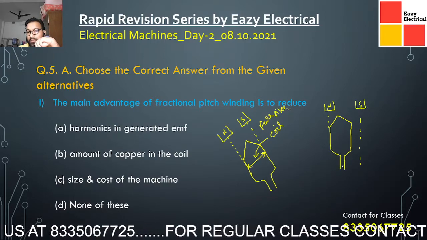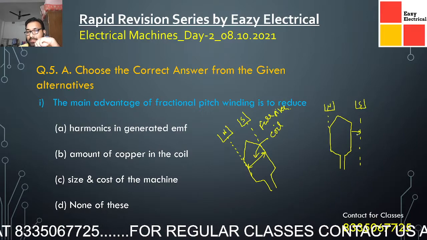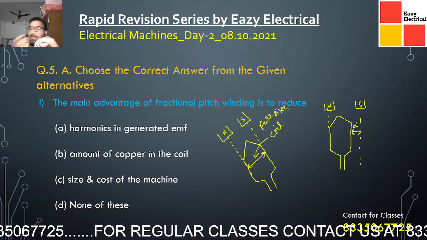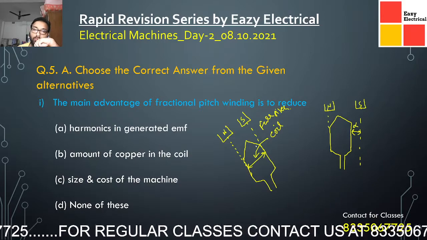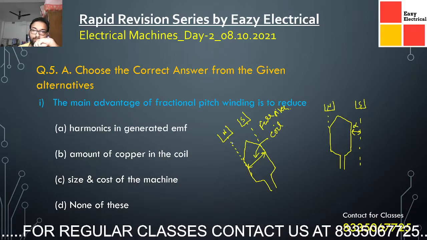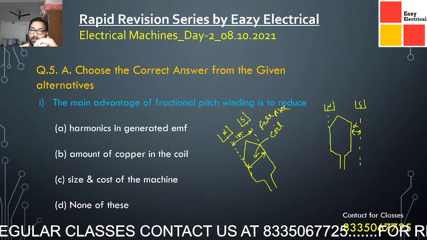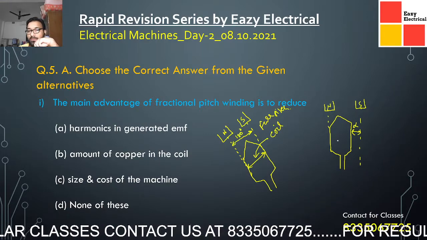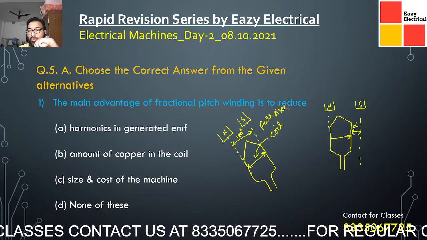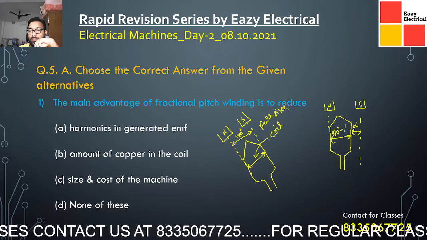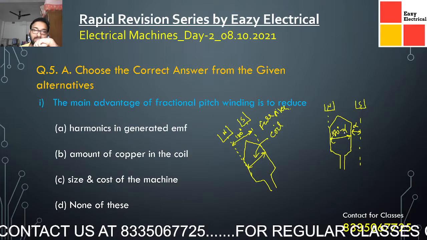The end of the coil or the coil side. In this case there is a gap. This gap is basically called your fractional pitch. Now we all know that between the two poles the electrical degrees of separation is basically 180 degrees. So for the fractional pitch coil, this is basically 180 degrees minus alpha. So fractional pitch is done in this way.